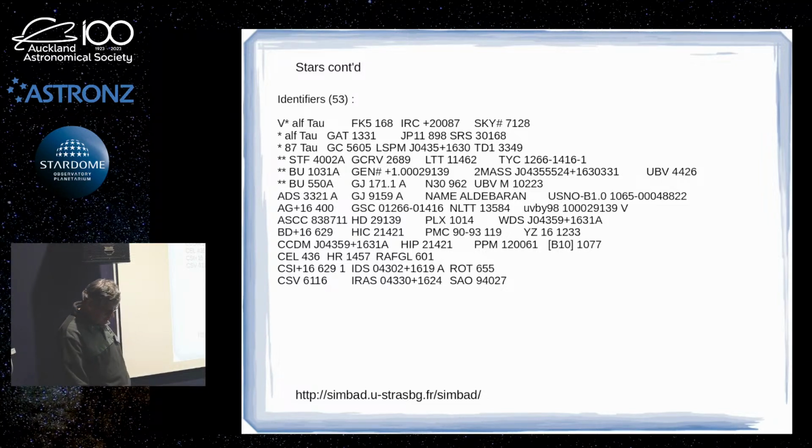I should have left Aldebaran out and asked if anyone could identify what this was. Nope.